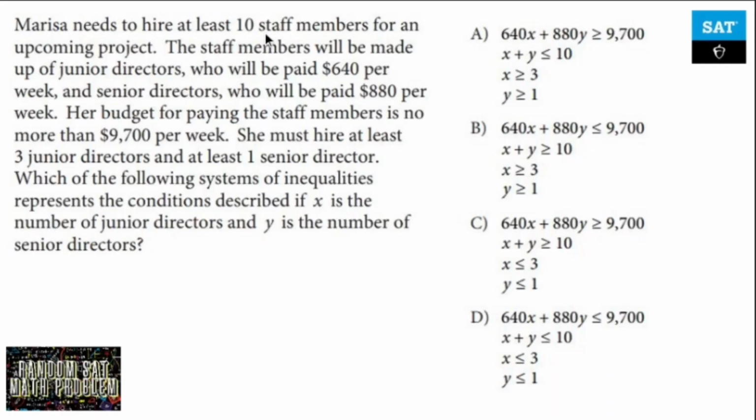Marissa needs to hire at least 10 staff members for an upcoming project. The staff members will be made up of junior directors who will be paid $640 per week and senior directors who will be paid $880 per week. Her budget for paying the staff members is no more than $9,700 per week. She must hire at least 3 junior directors and at least 1 senior director. Which of the following systems of inequalities represents the conditions described if X is the number of juniors and Y is the number of seniors?